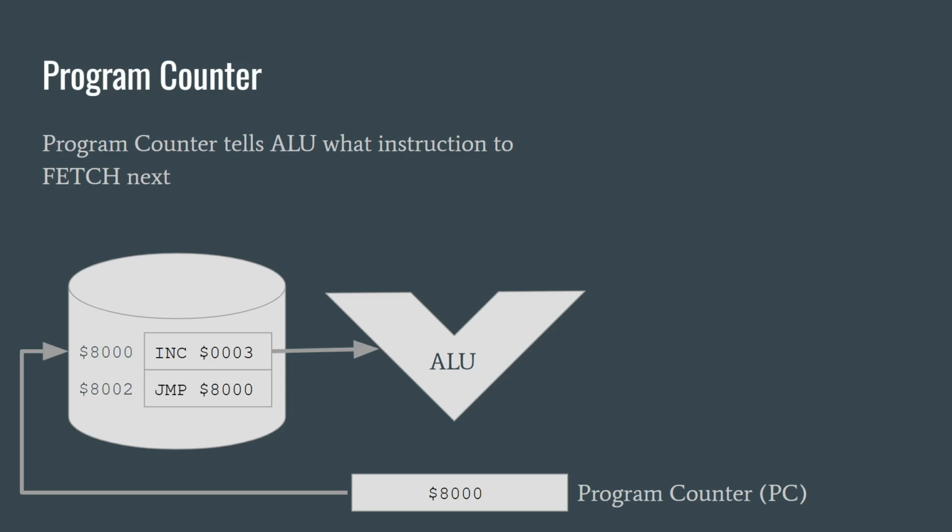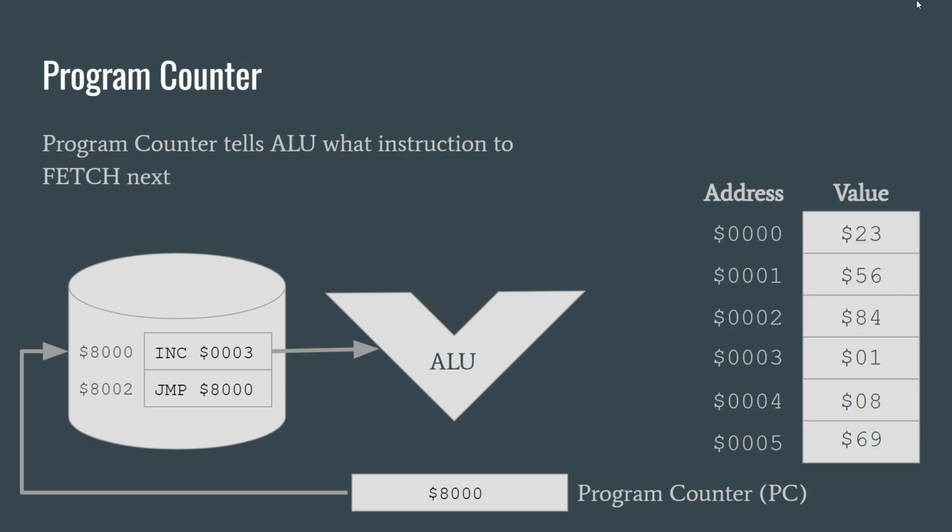All right, so the program counter, like we mentioned before, tells the ALU what instruction to fetch and execute next. So in this example, we have two instructions over in program memory, starting at address 8000. We have an increment of RAM address 3, and then we have a jump to 8000. So let's look at how this works. This is the same example that we had from a previous section, just with one more instruction here.